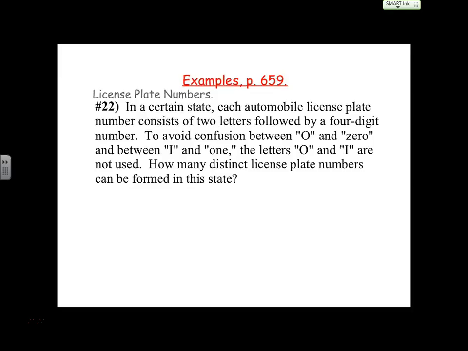Let's see if we can apply that to the license plate. In a certain state, each automobile license plate number consists of, now, if I were you guys on these types, I would write down the conditions. Write down license plate numbers, and then say what has to be true. 2 letters, then 4 digits, that makes a number. 2 letters, and then 4 digits.